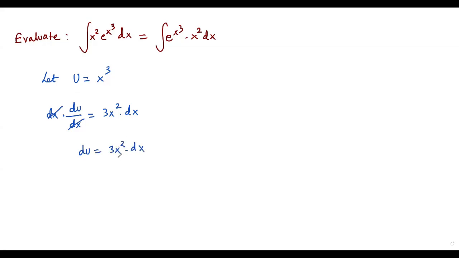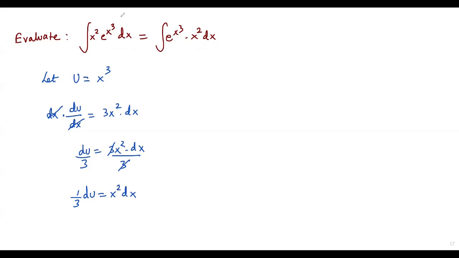When I look at the stuff over here, we have just x squared dx, but here we have 3x squared dx. So I don't want this 3 over here. For that, what should I do? I have to divide both sides by 3. When I divide both sides by 3, this 3 will cancel out. And this du over 3 can be written as 1 over 3 times du. On the right side, we have x squared times dx.